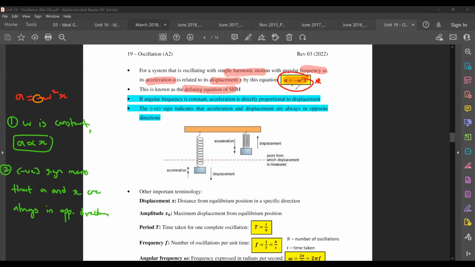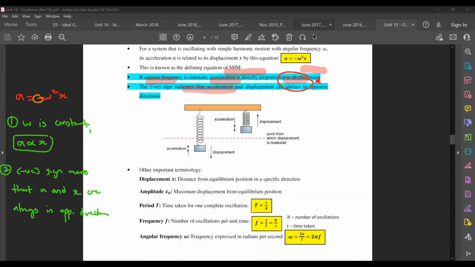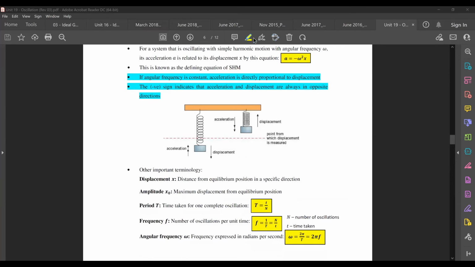So just remember this. Okay, now before we move any further, there's also some terminology that we need to go through. A lot of them is something that you've learned in the wave section of AS physics. So let's just go through them again. When we talk about displacement x, it is actually distance from equilibrium position in a specific direction. So I emphasize to you here, equilibrium position, distance from equilibrium position, not any other reference point, must be from equilibrium. And then you also have something called amplitude, which is denoted by symbol x naught. It is just simply maximum displacement from equilibrium position.